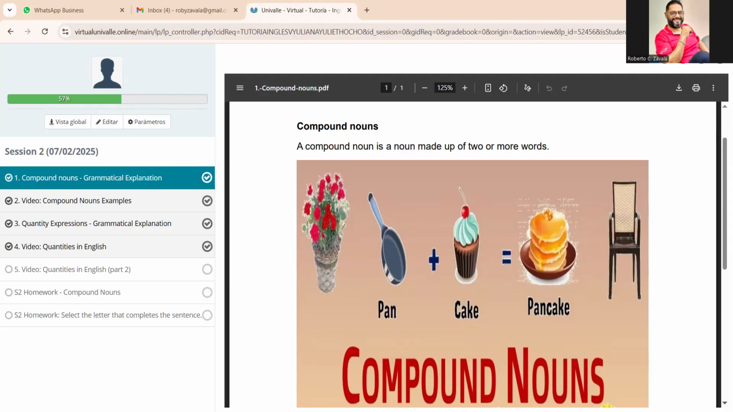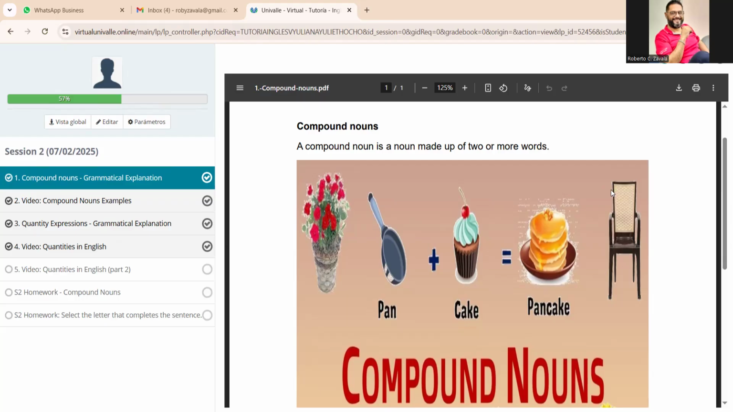Now we're looking at session two. We're going to be looking at compound nouns. Basically, a compound noun is two words put together, and it changes the whole meaning. For example, pancake, sunshine. Basically, one noun modifies the other noun, so it makes it more descriptive. That's what it's about.